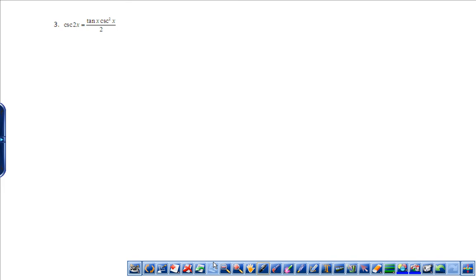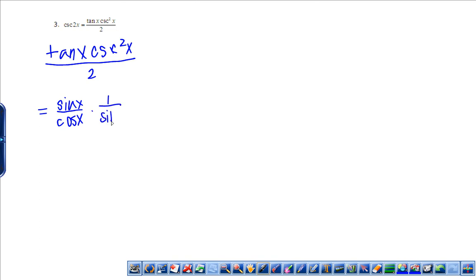I've actually worked this several different ways. I'm still going to start on the right side though. So writing down your first step: tangent of x times cosecant squared x over 2. Starting with my first step here. On this one, I'm going to start by replacing tangent, so that would be sine x over cosine x. I'm also going to replace my cosecant, so that would be 1 over sine squared. And this would be times 1 over 2.